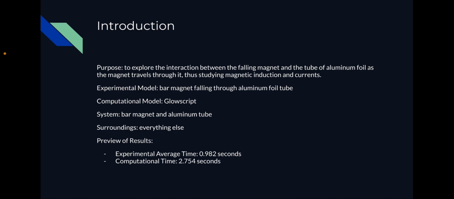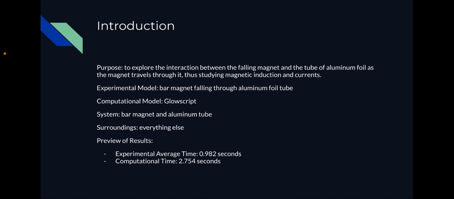So firstly, what is the purpose of this lab? Well, the purpose is to explore the interaction between the falling magnet and the tube of aluminum foil as the magnet travels through it, thus studying magnetic induction and currents. The experimental model for this lab was the bar magnet falling through the aluminum foil tube, and the computational model was made using GlowScript. The system was the bar magnet and the aluminum tube, and the surroundings was everything else.